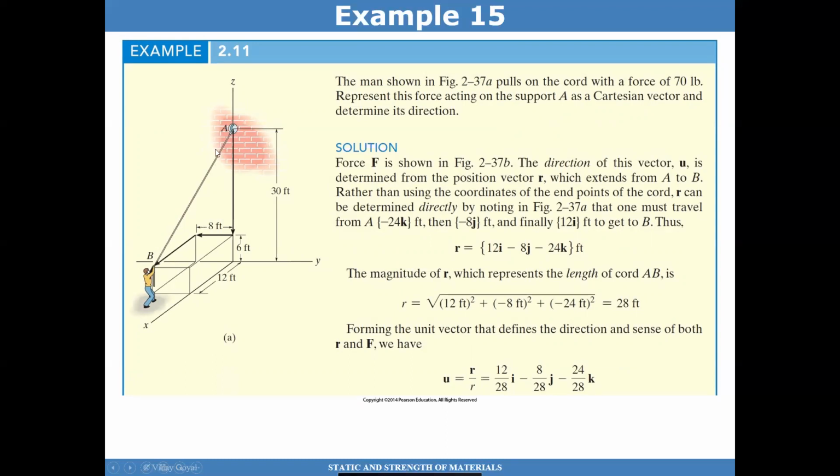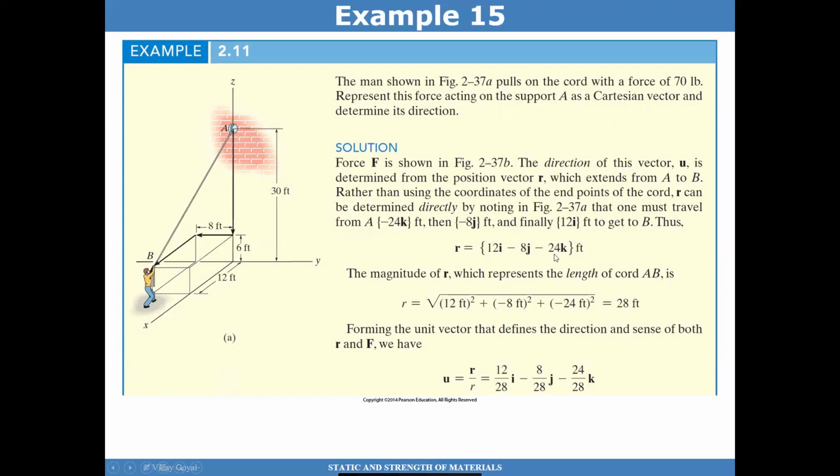Again, put some coordinates. You know that the origin is 0, 0, 0. So you can figure out the coordinates of this point, the coordinates of this point, and just use geometry to determine the position vector R. And that's found to be 12 i hat minus 8 j hat minus 24 k hat.